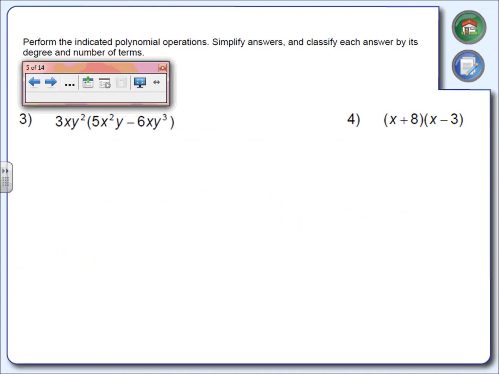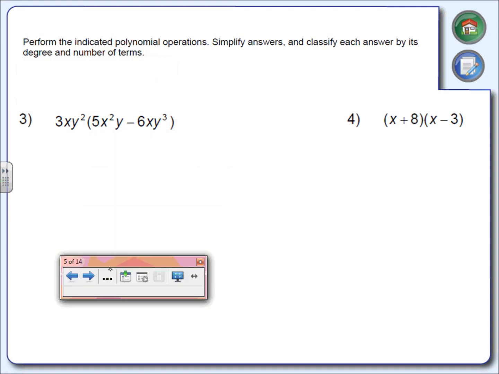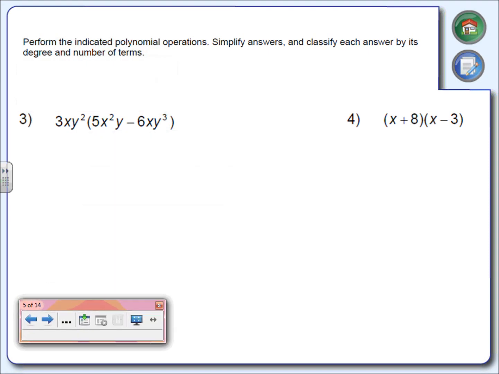Okay, we're moving on to number 3. Now on number 3, we're going to have to use some distributive property. We're going to get rid of those parentheses. So what we're going to do is we're going to come over here and we're going to distribute this 3xy squared. We're going to multiply it with the 5x squared y. Now remember, we're multiplying here, so we are going to touch the exponents.